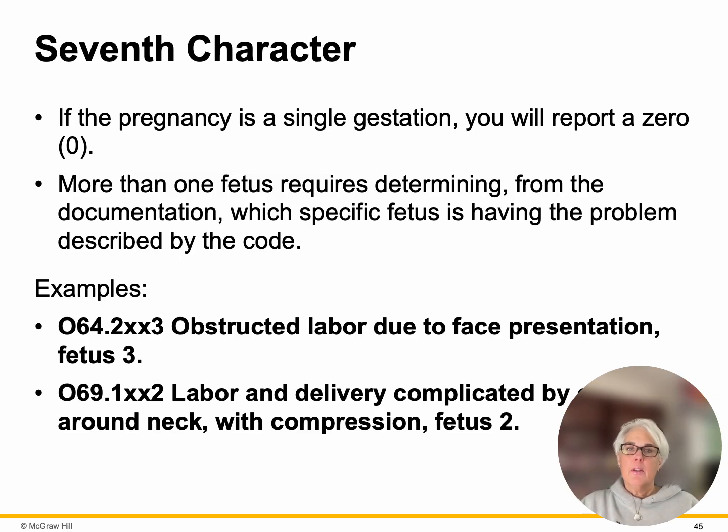So if the pregnancy is a single gestation, we are going to report a 0. More than one fetus requires determining from the documentation which fetus is having that problem. So if you have numbers like 1, 2, or 3, that would identify the specific fetus in a multiple pregnancy. So if fetus number 2 had the cord around the neck, I would assign the code with the 7th character of 2 because that would tell me that the fetus number 2, or the fetus that was born second, had a complication.